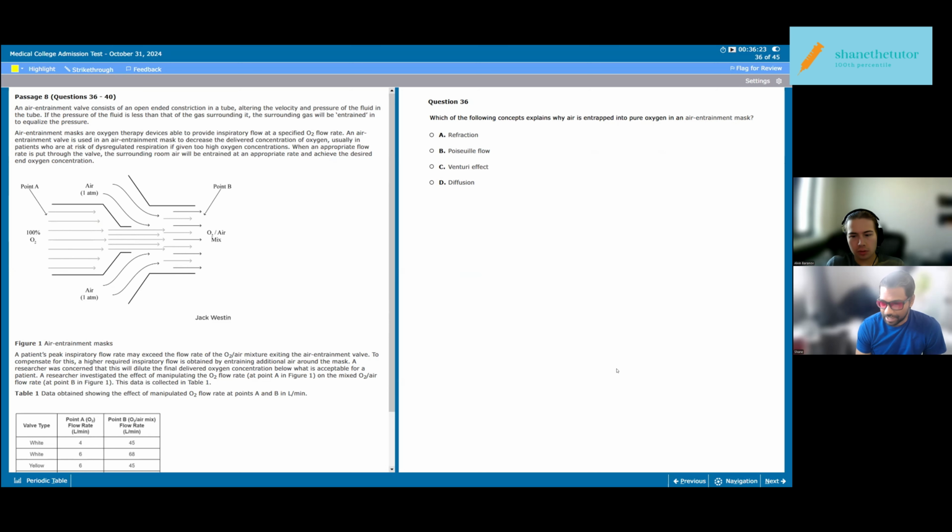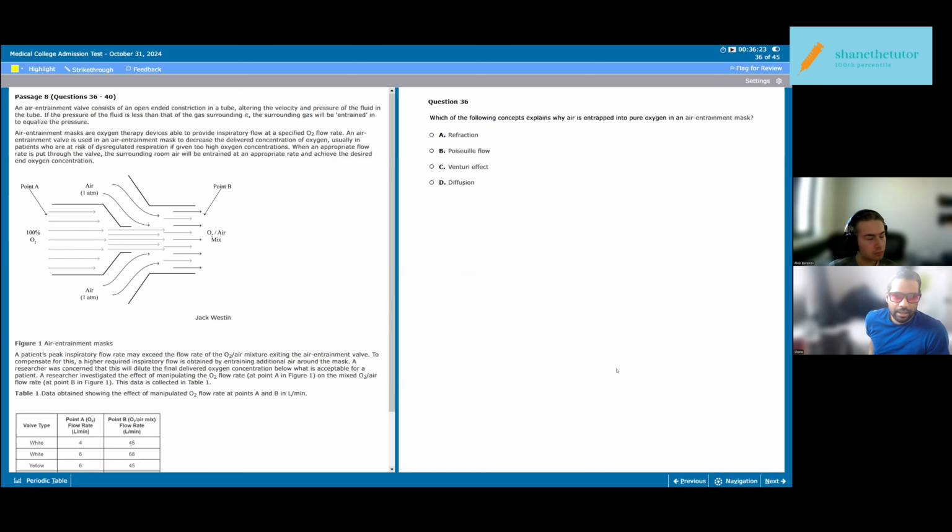So volume per time, right? Yeah, good. Okay. An air entrainment valve is used in the air entrainment mask to decrease the delivered concentration of oxygen, usually in patients who are at risk of dysregulated respiration if given too high oxygen concentrations. When an appropriate flow rate is put through the valve, the surrounding room air will be entrained at an appropriate rate and achieve the desired end oxygen concentration.